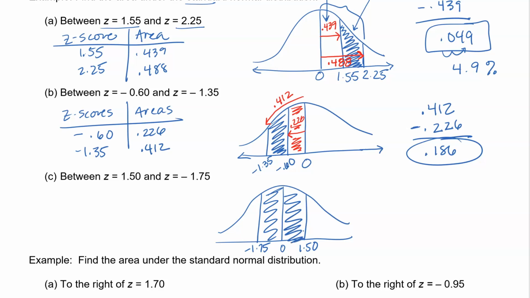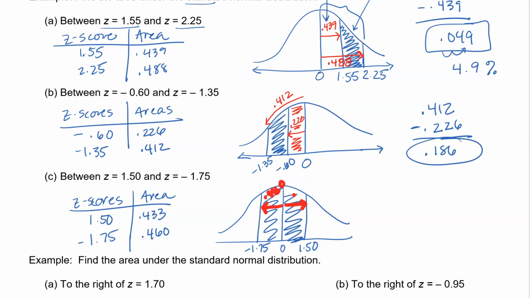Now this is an easier type of problem, because let's write down these areas and then we'll see. So we've got our z-scores and then area. If I look up 1.50, I'm going to get 0.433, and if I look up negative 1.75 or 1.75, I'm going to get 0.460. So if I go ahead and label my curve, from here to here is 0.460, and from here to here is 0.433. In this case, I am actually given the areas that I want. So I'm going to add these together in this case.